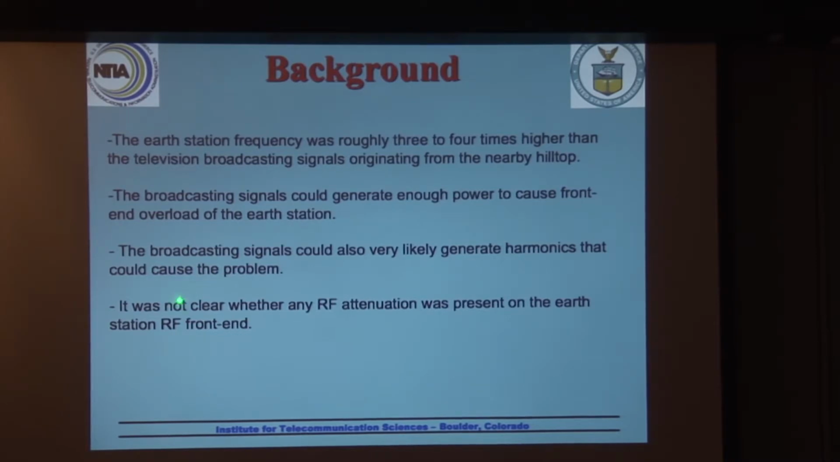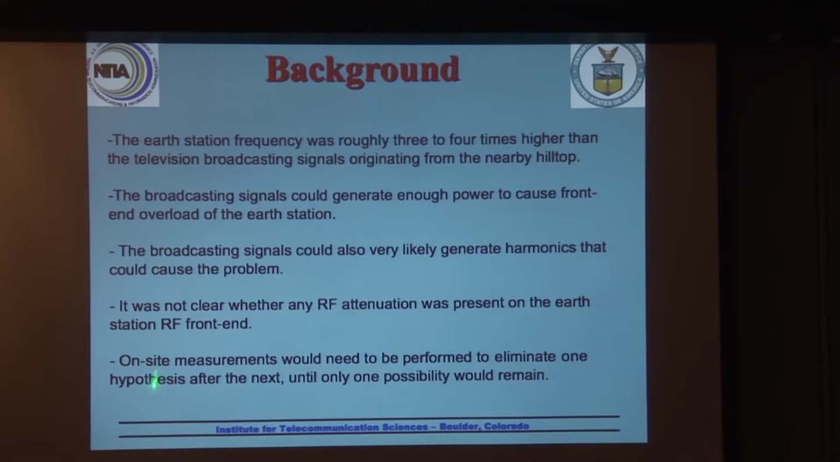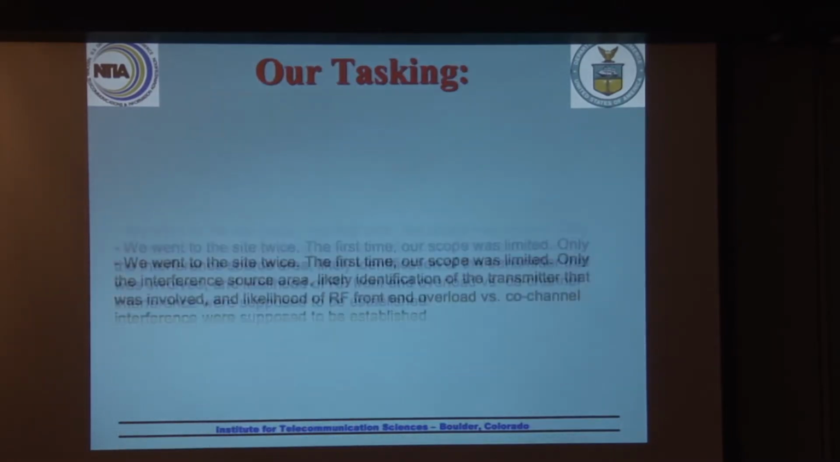So if you happen to get a harmonic at just the wrong frequency, yes, it could happen due to co-channel interference. We weren't clear before we got to the site whether there was any RF bandpass filtering present on the station front end. I said RF attenuation, but that's bandpass filtering, not attenuation. So on-site measurements would need to be performed to eliminate, again, one hypothesis after the next until we have only one remaining.